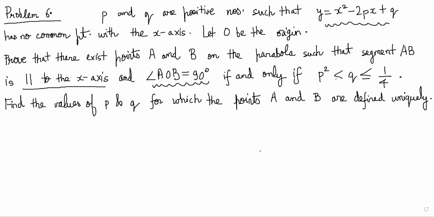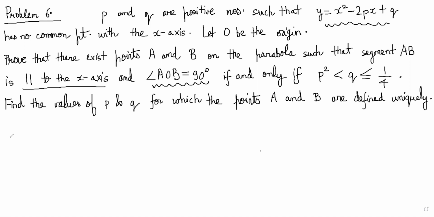So first of all, we have to prove this statement that there exist 2 points A and B on the parabola such that segment AB is parallel to the x-axis. Also, angle AOB is 90 if this condition is true. So let's start from the beginning. P and Q are positive numbers such that this parabola has no common point with the x-axis.